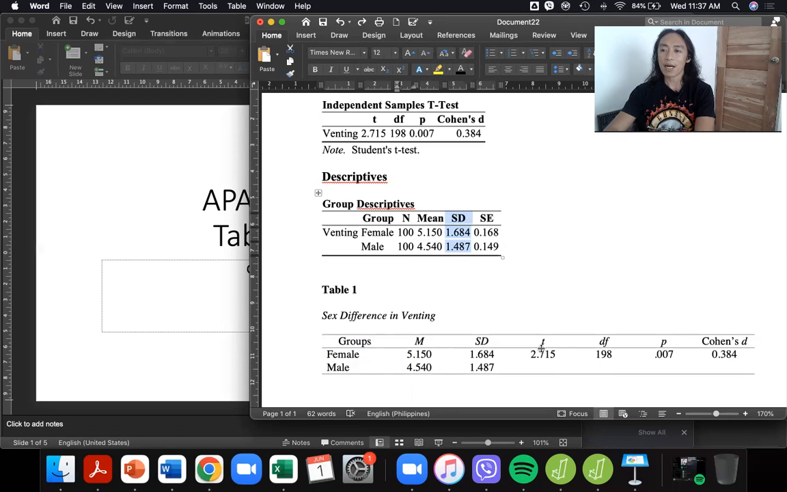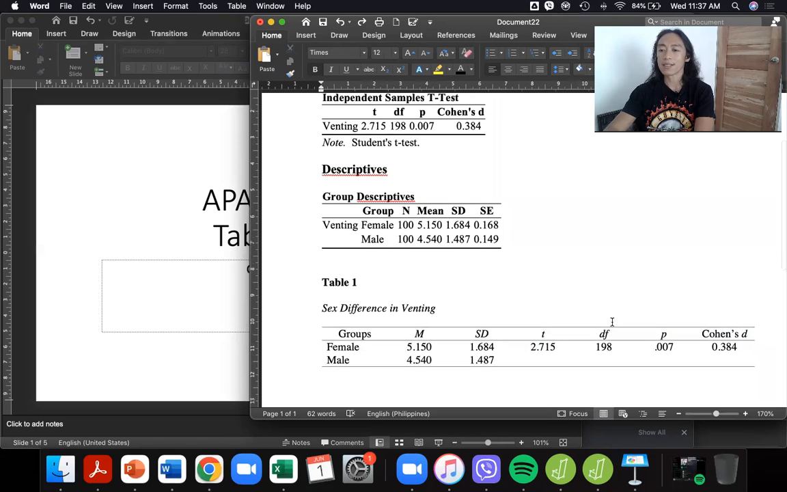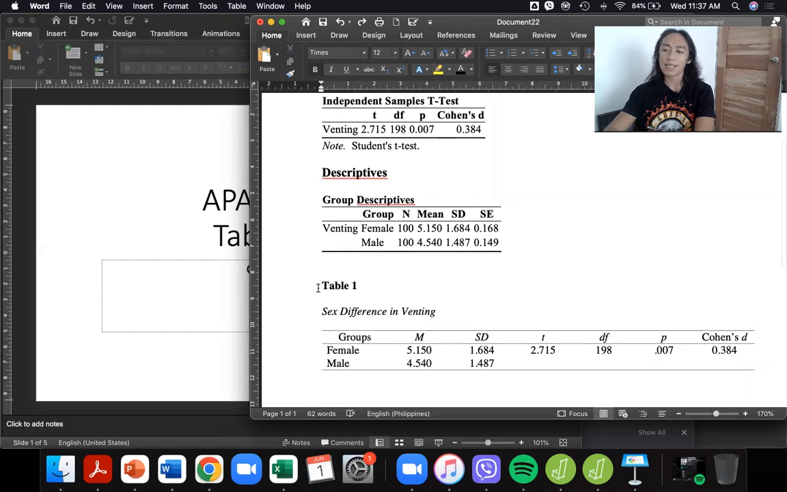And then for the other half of the table, I simply copied the results of the independent samples t-test, particularly the t value, the degrees of freedom, the p value, and the effect size, which is Cohen's d. All right, so this is how your table should look if you're doing a t-test, either t-test for independent samples or t-test for paired samples, it doesn't really matter.